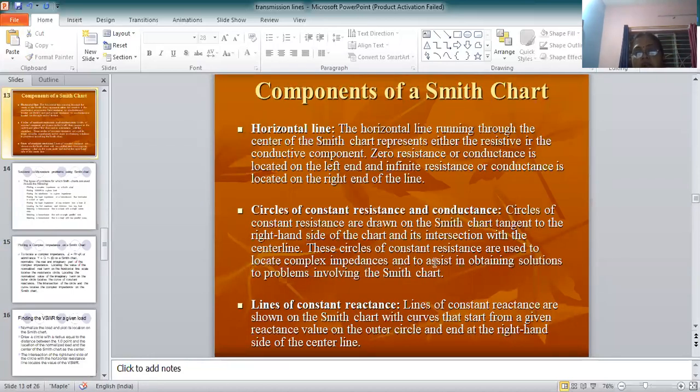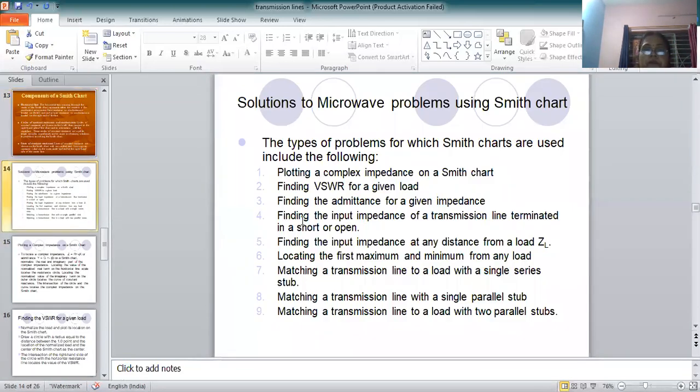These circles of constant resistance are used to locate complex impedances and to assist the solutions. Lines of constant reactance. Lines of constant reactance are shown on the Smith chart as curves that start from a given reactance value on the outer circle and at the right-hand side of the center line.